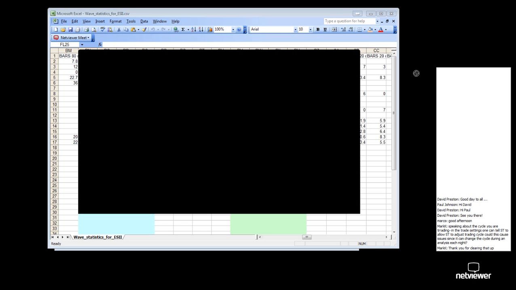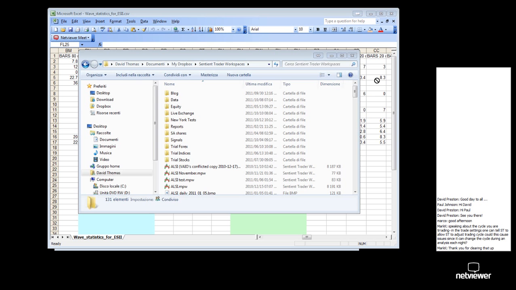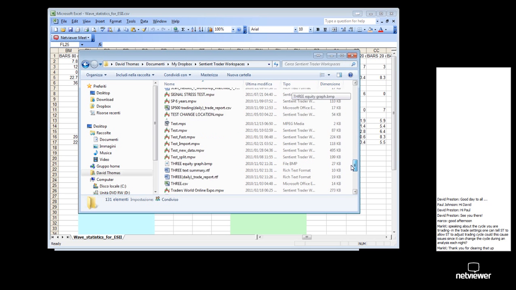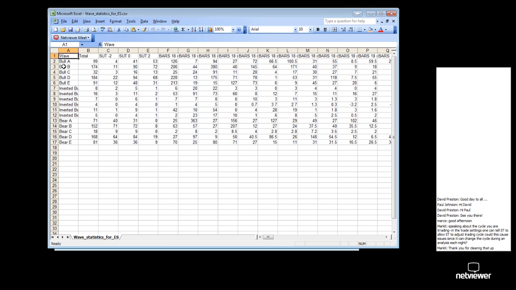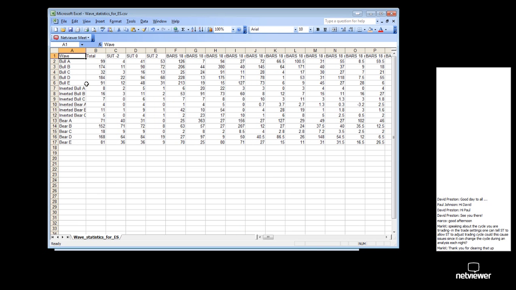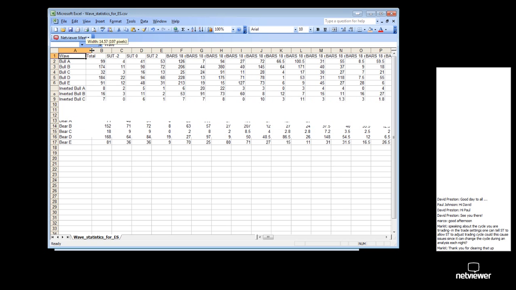I go to that. I find that file, and I imagine that this is just showing up as a black box for you. So let me enable that. Sorry about that. There we go. Okay. So we saved it in my Sentient Trader Workspaces directory, and we called it Wave Statistics for ES.